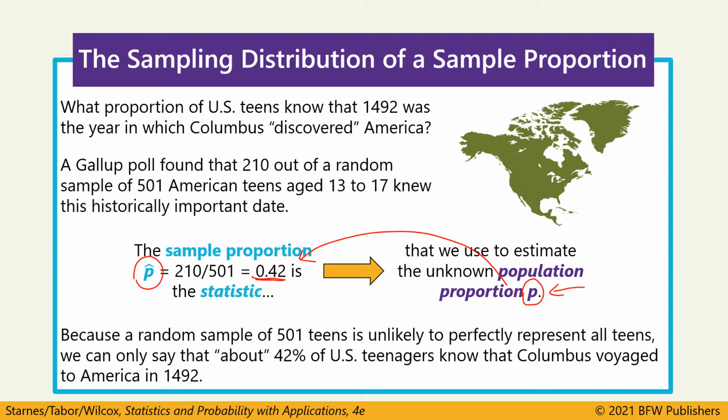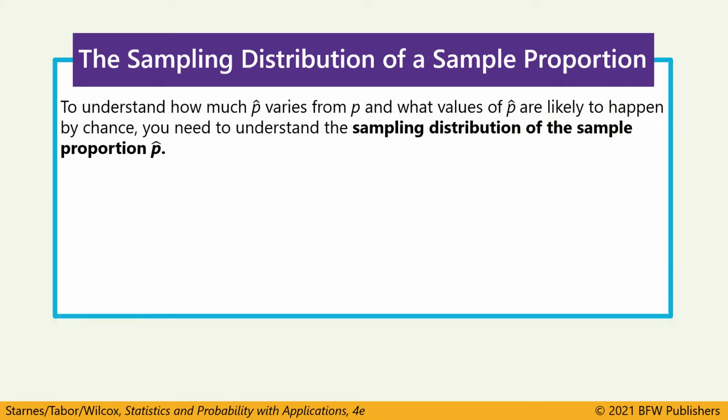So if we were talking about the proportion of all teens, we could say about 42% of U.S. teenagers know that Columbus voyaged to America in 1492. However, it would likely be a bit different than that number. Now the question is, how different will it be? So to understand how much p hat varies, statistics vary around this true population proportion p, we need to understand the sampling distribution of a sample proportion p hat.